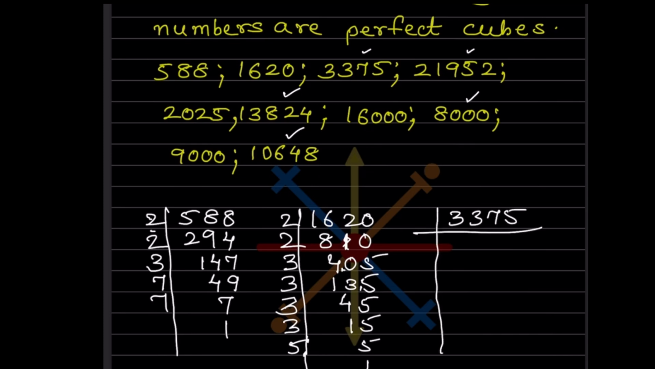So this is not going to go with 2 because the unit place is 5. So now let us see with 3. 3 ones are 3, 3 twos are 6 and 3 fives are 15. Again this will go with 3.